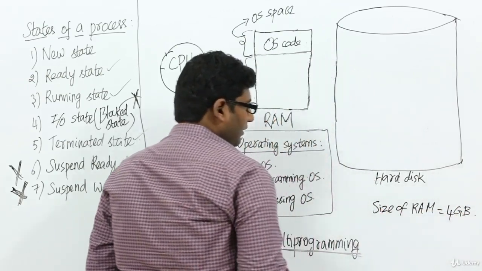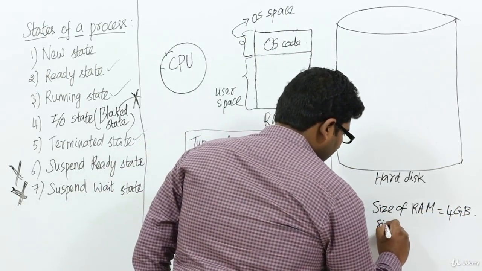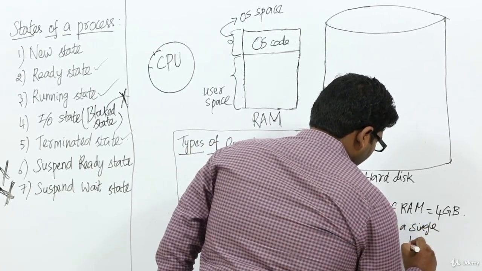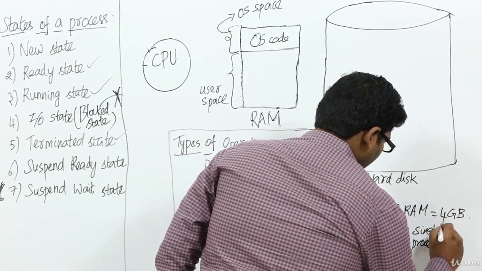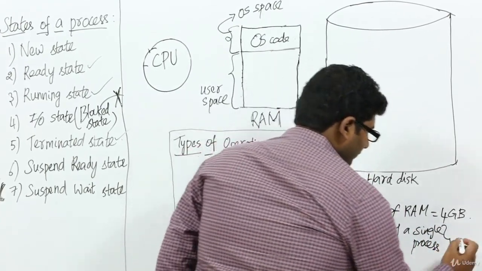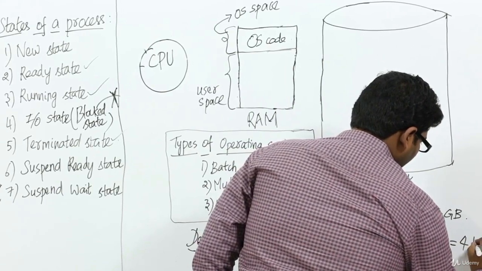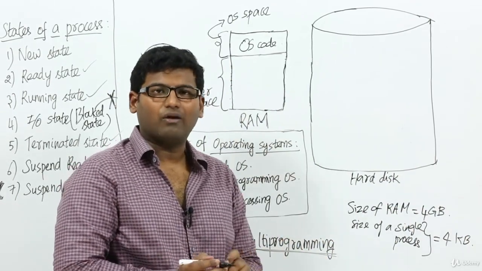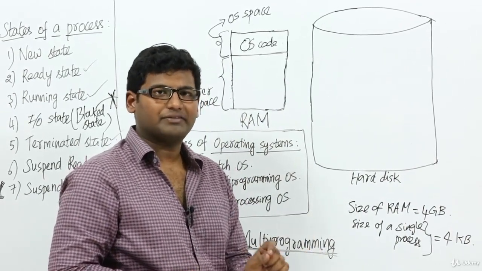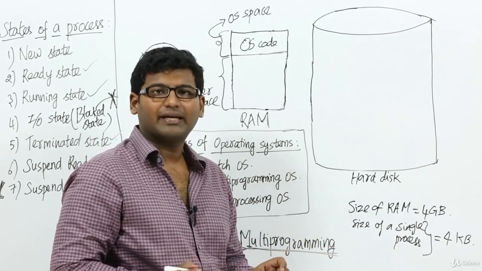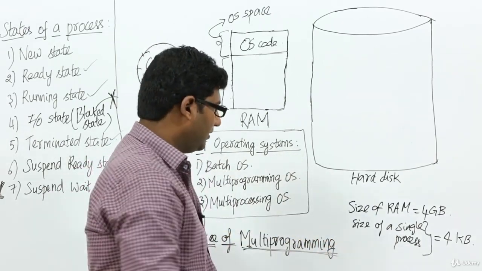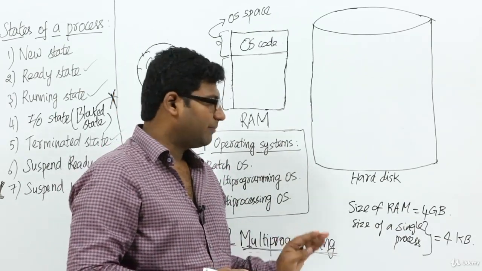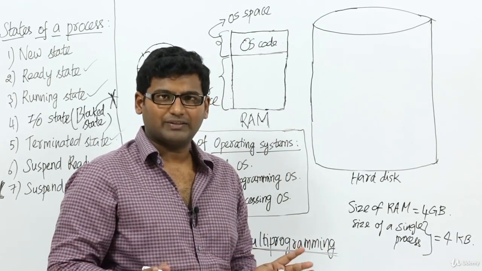4 GB. Now let us assume the size of a single process is equal to 4 KB. It need not always be true, but just for this example, let us assume that all processes will have the same size. That is the assumption. Please make a note of it. It need not be true always, but for this example, let us assume that the size of every process is the same.